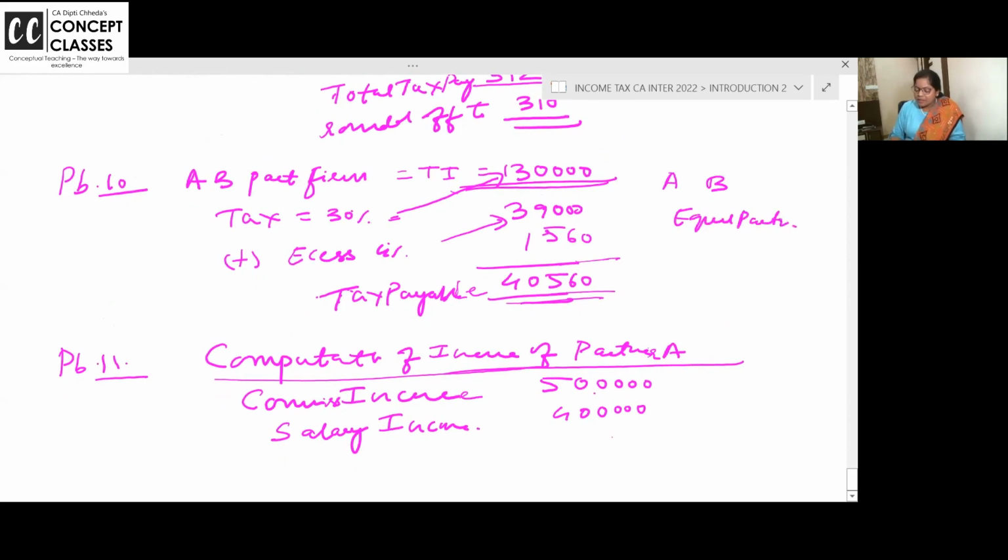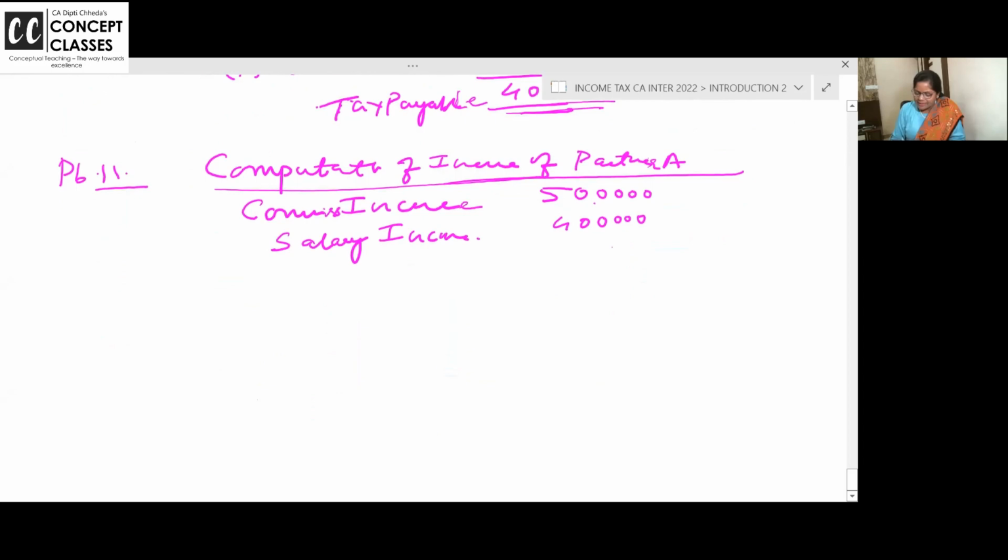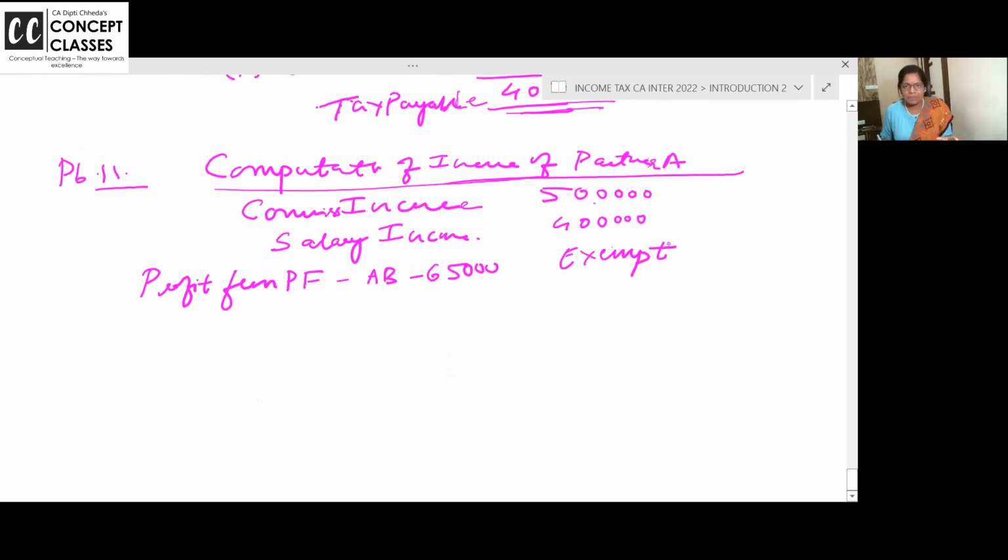Equal partners. Now this profit from the firm 130 ka half, 130 divided by 2, 65,000. Each one will take home 65,000. Will you pay tax on that again as a partner? Answer is no. But you have to write like this. See what I am writing. Profit from partnership firm AB, 65,000 inner column. Outer column, I am using this word exempt.